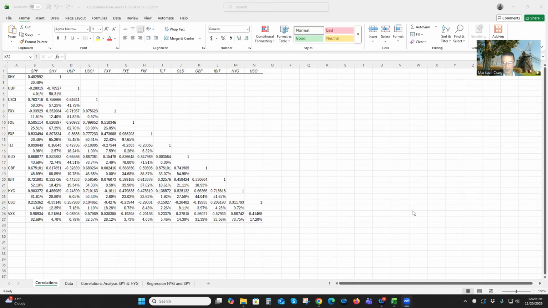Hello, everyone. This is Dr. Craig Markson, and these are the correlations of non-equity ETFs with the S&P 500 as measured by SPY.